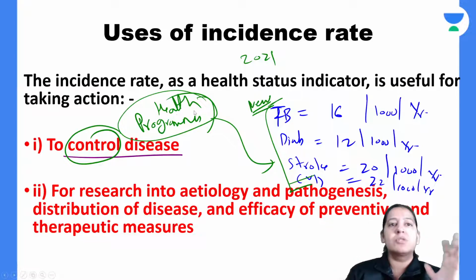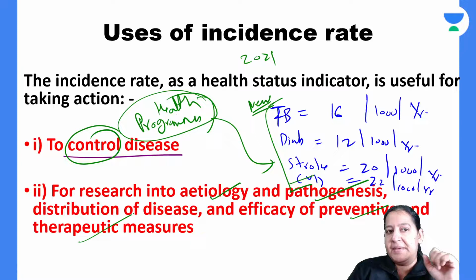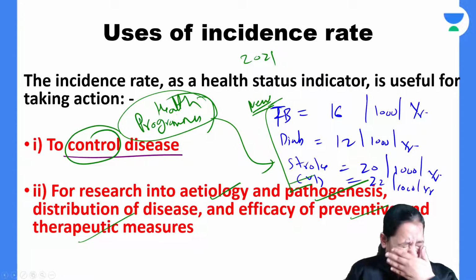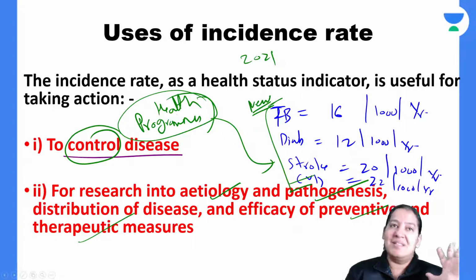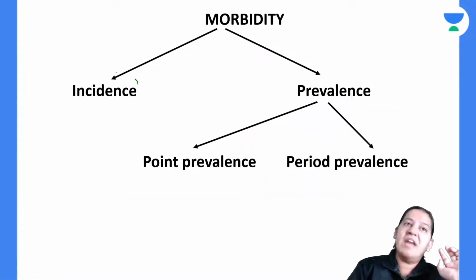And incidence is also useful in understanding the etiology and pathogenesis of the disease, right? And to take the preventive and therapeutic measures, right? So we take all the measures based on incidence. I'm really sorry, based on incidence, not on prevalence, right? So we are done with incidence.